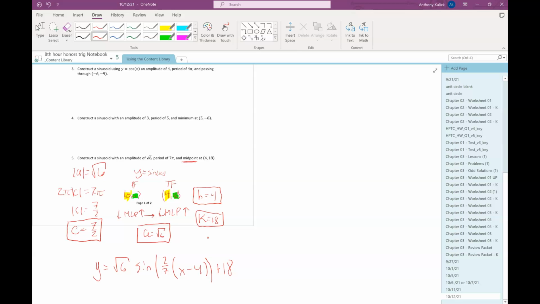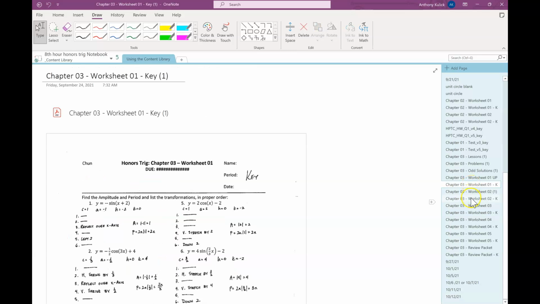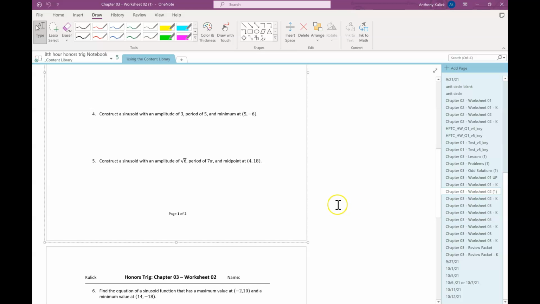Paul, does that look okay to you? Yeah, that helps. Sure. Tommy? Can you do number 9 on the same worksheet? Sure. Oops. This one.